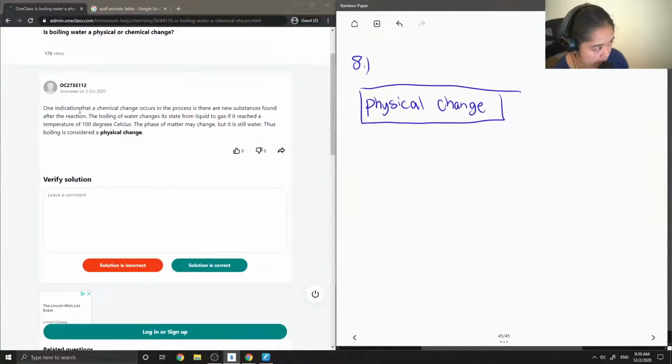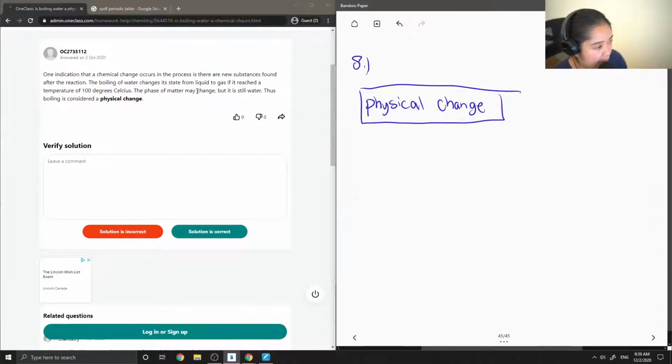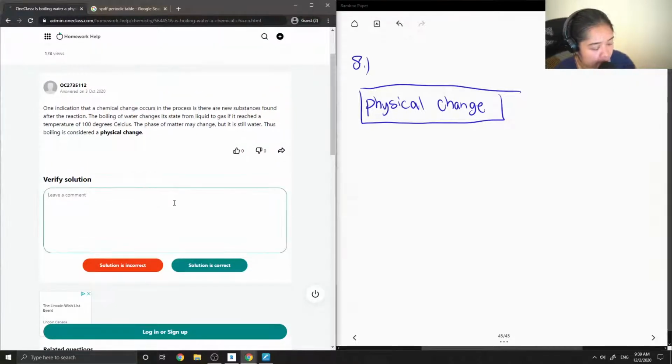The junior tutor said, one indication that a chemical change occurs is new substances found after the reaction. The boiling of water changes its state from liquid to gas if it reaches a temperature of 100 degrees. The phase of matter may change, but it is still water. Yep, so the solution is correct.